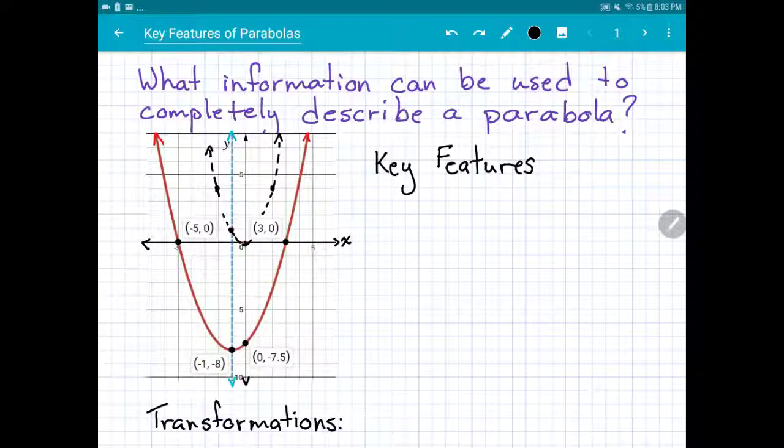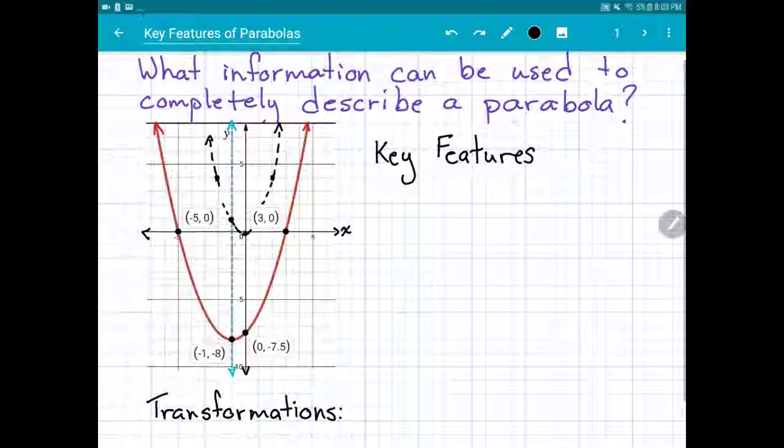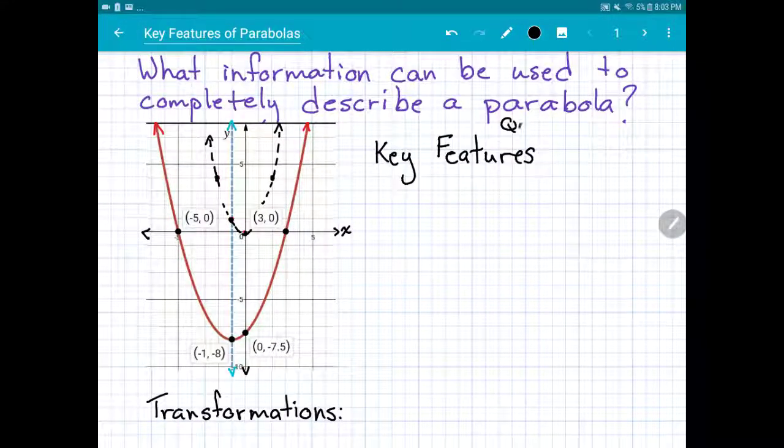Hello everyone and welcome to another discussion about functions. Today we're going to be talking about quadratic functions, and more specifically we're going to talk about their graphical representation, parabolas. So we're really talking about quadratic functions, so I'll put "quad fun" here beside parabola. And what we want to do is describe a parabola using its key features.